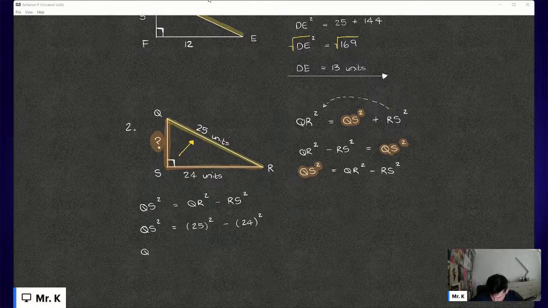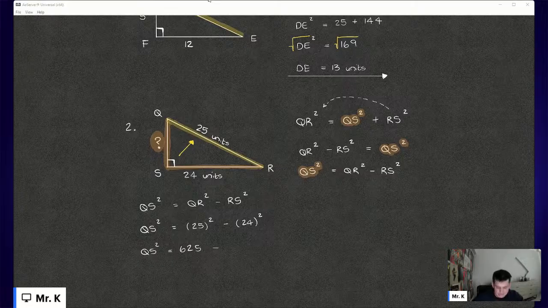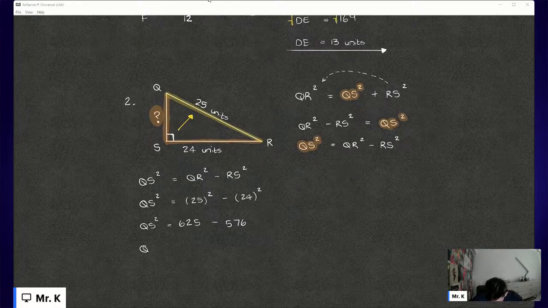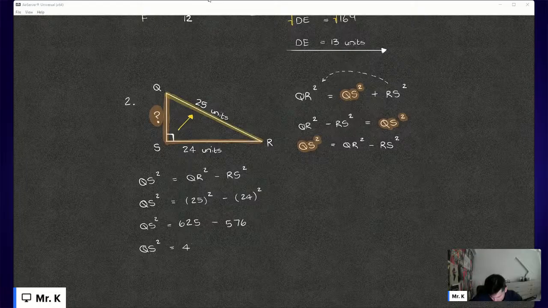So you can go and put this straight into your calculator, but for those of you that don't have a calculator with you, I'll write this out in an extra step. 25 squared is the same as 625, while 24 squared is the same as 576. If I do the maths and subtract these two from one another, we find that QS squared has a value of 47.